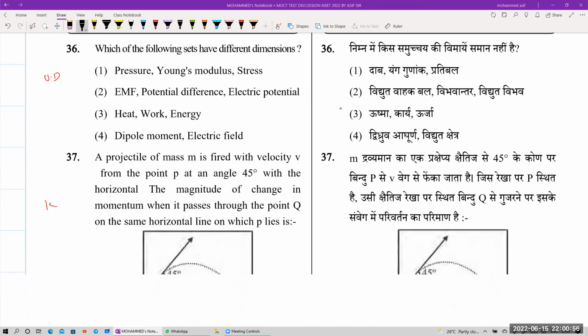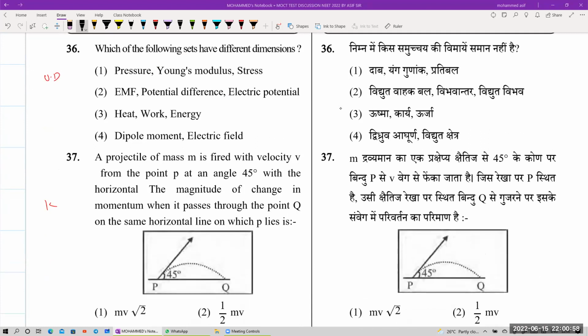विच ऑफ द फॉलोइंग सेट हैव द डिफरेंट डायमेंशंस पूछ रहा है। प्रेशर, यंग्स मॉडुलस है, ईएमएफ पोटेंशियल डिफरेंस है, हीट, वर्क एंड एनर्जी। बताइए क्या होगा। सीधे यहाँ पर देखिए, एनर्जी के लिए, वर्क के लिए, हीट के लिए, सबके लिए सेम डायमेंशन रहेगा, दैट इज ML²T⁻²। ईएमएफ पोटेंशियल डिफरेंस एंड इलेक्ट्रिक पोटेंशियल इसके लिए भी सेम रहेगा। प्रेशर, यंग्स मॉडुलस एंड स्ट्रेस इसके लिए सेम होगा। डाइपोल मोमेंट एंड इलेक्ट्रिक फील्ड विल बी ओनली डिफरेंट। फोर्थ ऑप्शन विल बी द आंसर फॉर दिस। ठीक है। ईएमएफ के लिए कितना आ जाएगा बेटा?